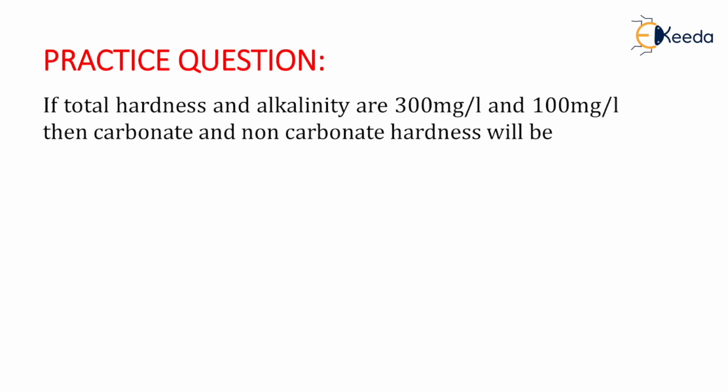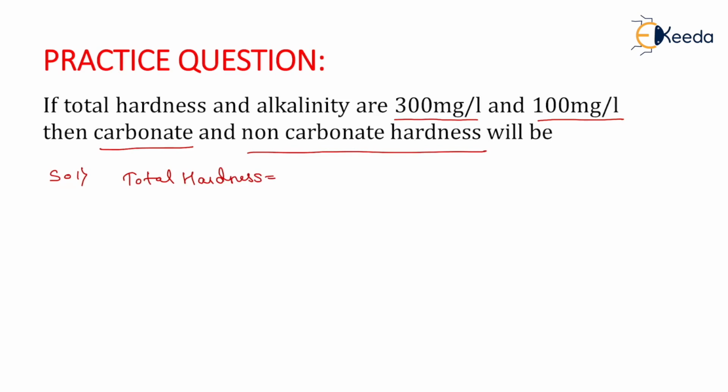And the question is written as, if the total hardness and alkalinity are 300 milligram per liter and 100 milligram per liter, then carbonate and non-carbonate hardness will be. In the question, total hardness is given as 300 milligram per liter. So we write total hardness is equal to 300 milligram per liter. Now alkalinity is also given in the question, that will be equal to 100 milligram per liter.